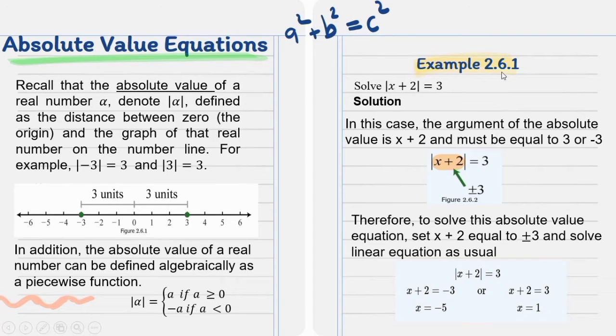Example 2.6.1. Solve absolute value of x plus 2 equals 3. Solution. In this case, the argument of the absolute value is x plus 2 and it must be equal to 3 or -3. See the picture. Therefore, to solve this absolute value equation, set x plus 2 equal to 3 or -3 and solve the equation as usual.